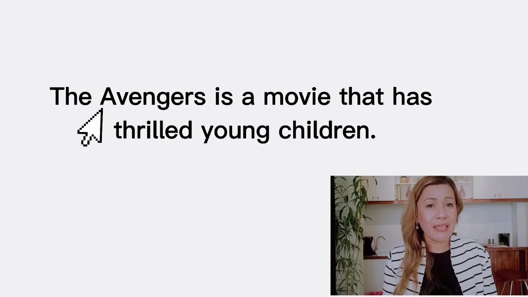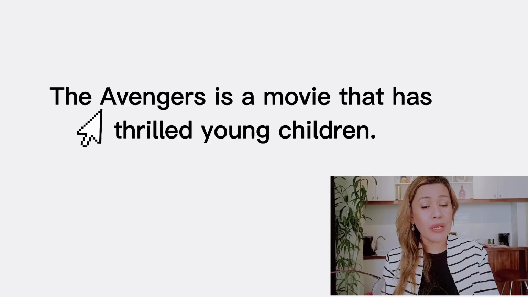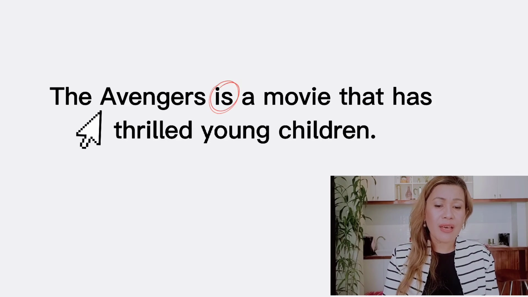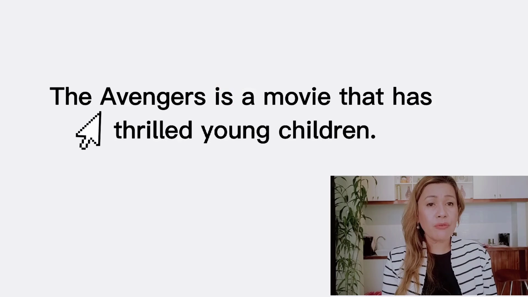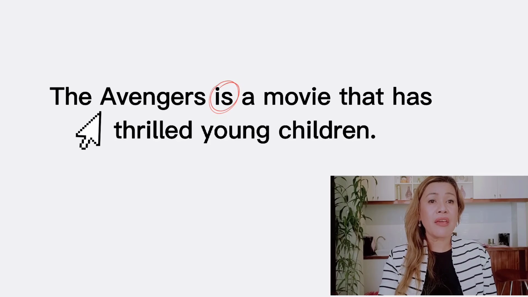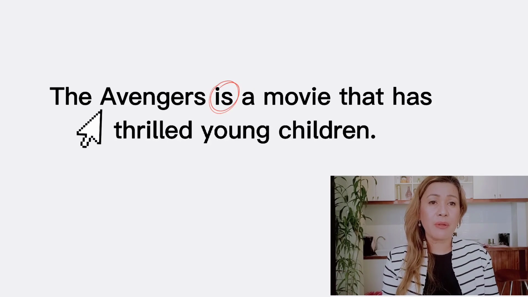Okay, one title, The Avengers, but if you look at the word, it's plural in form, Avengers. But since this is a title, even if it is plural in form, okay, but we mean one title only, our verb will be singular. So, The Avengers is a movie that has thrilled young children. So, singular. However, if you have many titles also, then of course your verb will become plural. So, for example, you say, The Avengers and The Incredibles are my favorite movies. Are because you have two titles, The Avengers and The Incredibles now, both in plural form.